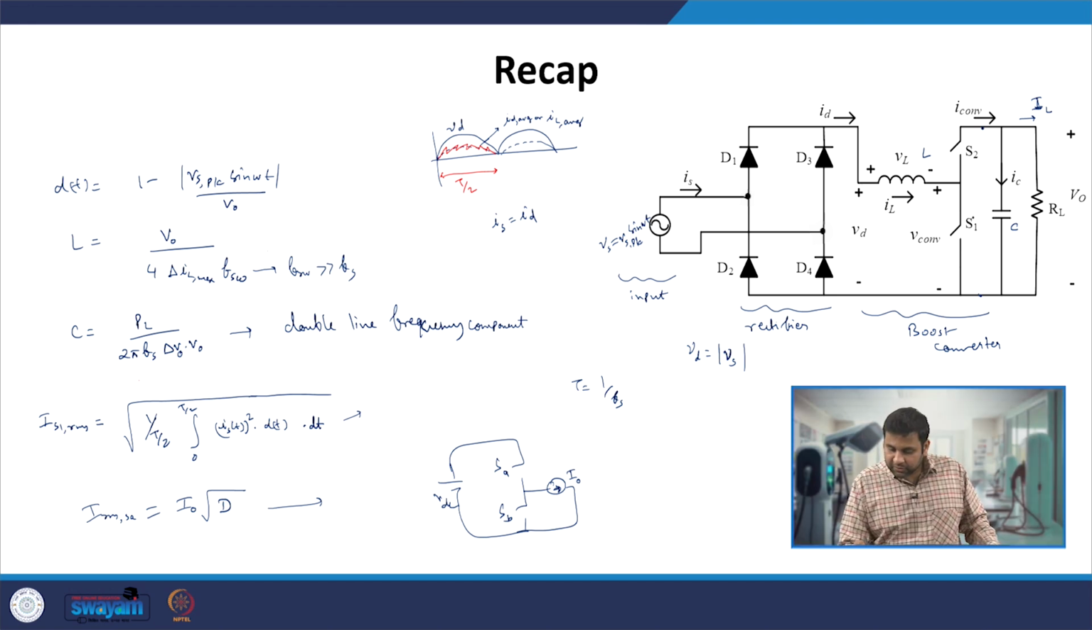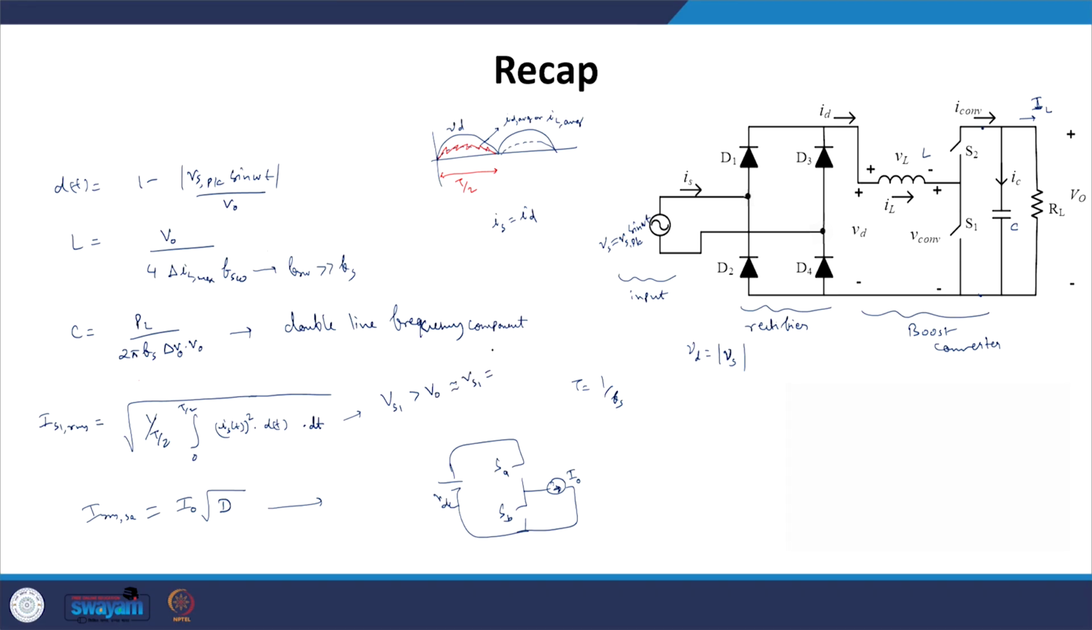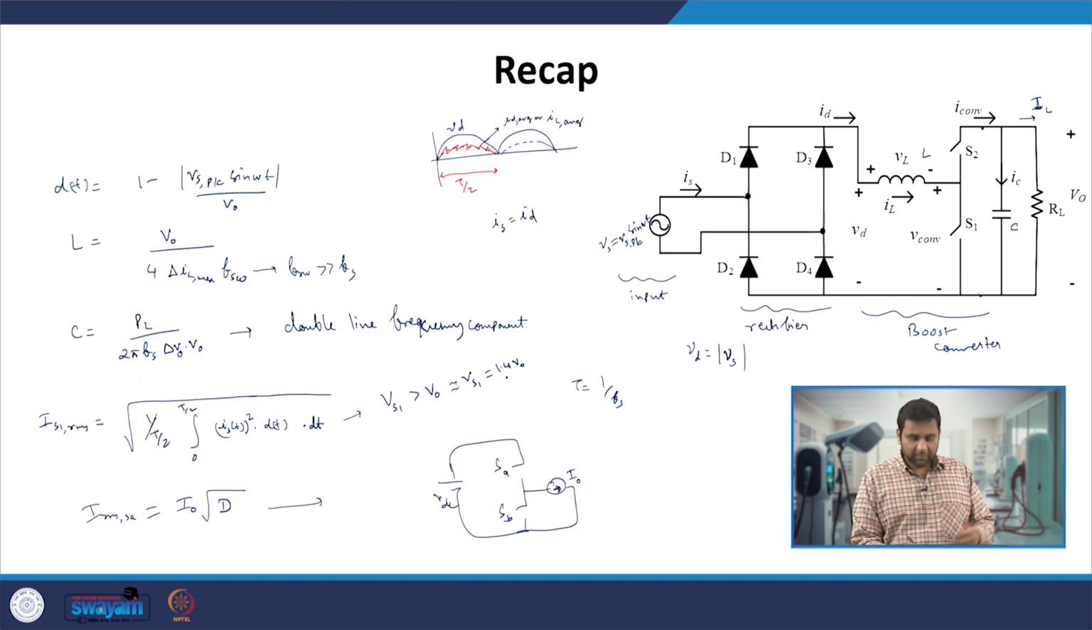Whenever the switch S1 is off, that means S2 is on. Whenever S2 is on, this entire V0 comes across switch S1. So the voltage rating has to be greater than V0, and generally with some safety margin, between 40 to 60%, one can select the device. Let us take a 40% safety margin. So the voltage rating you use to select the device should be at least 1.4 times the output voltage of the converter.